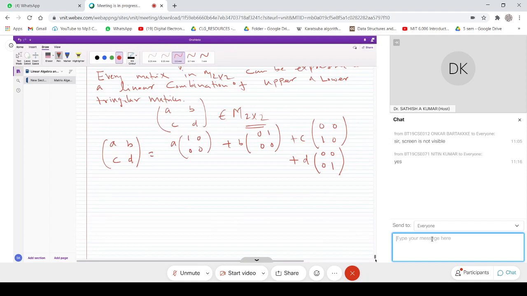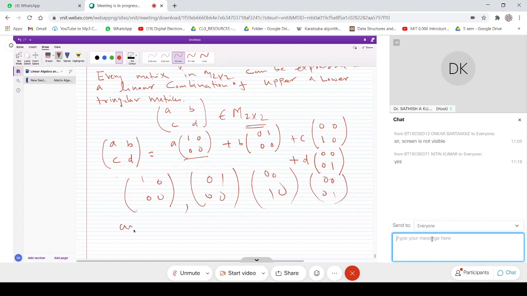Okay, so we have A times 1 0 0 0 plus B times 0 1 0 0 plus C times 0 0 1 0 plus D times 0 0 0 1. So I could clearly see these are the things. Hello, am I audible? Yes, sir. Okay, so now this is nothing but lower triangular matrices and upper triangular matrices. All these matrices will be in S only, because these are the lower triangular and upper triangular matrices. So 0 0 1 0 and 0 0 0 1 are all in S.